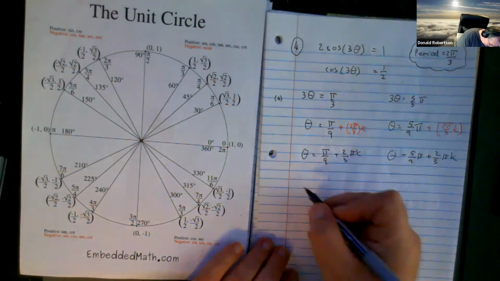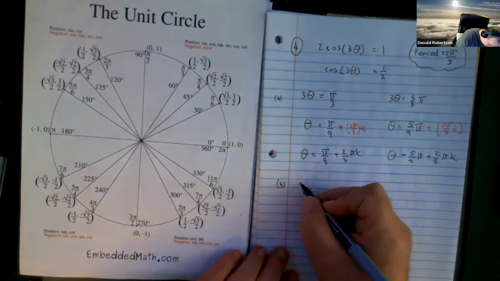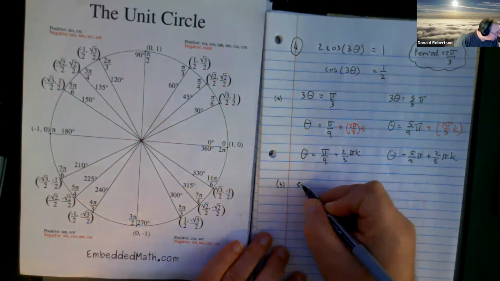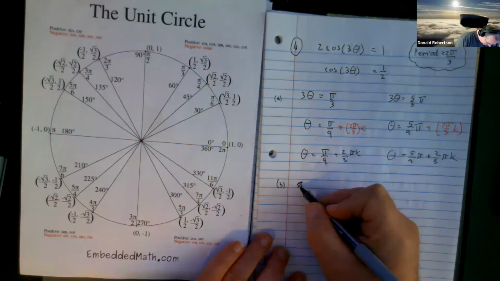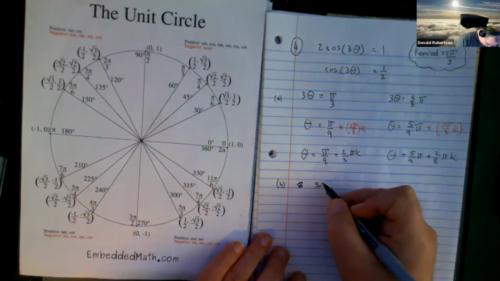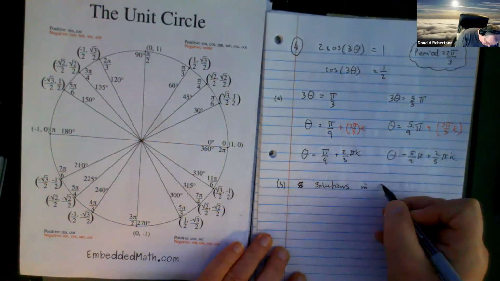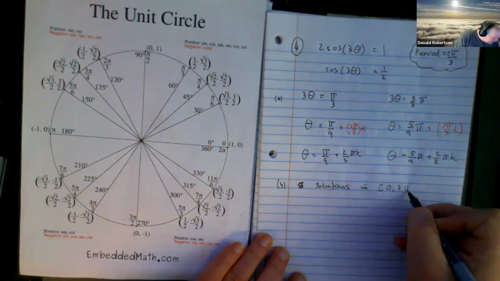Now, question B says, give me the first six? Yeah, they say, well, I didn't even tell you how many solutions there are. So give me the solutions in the range 0 to 2 pi.